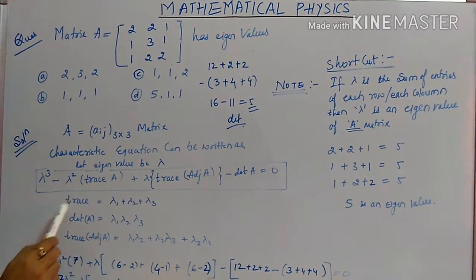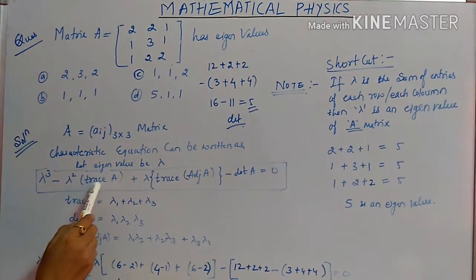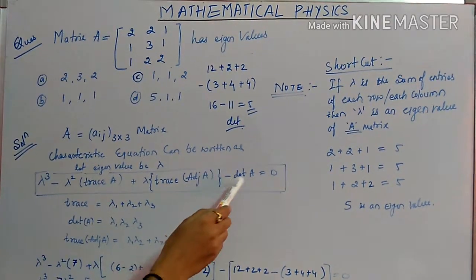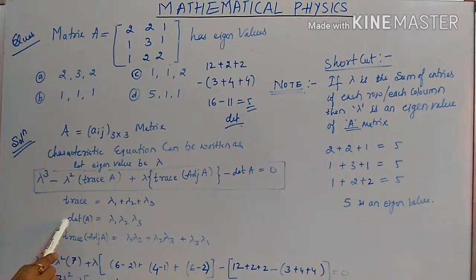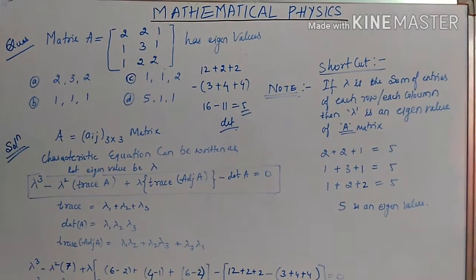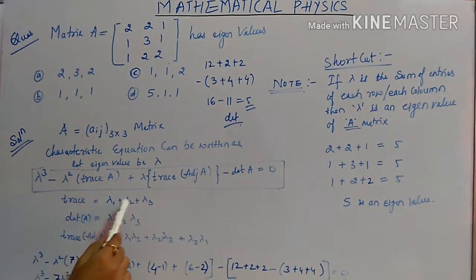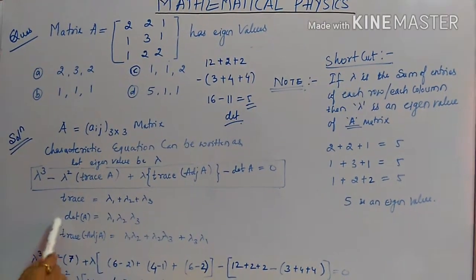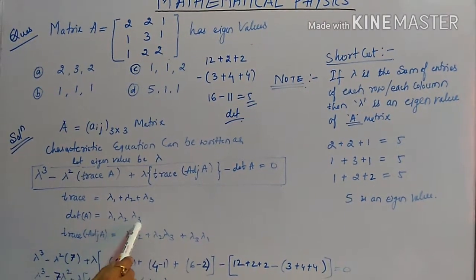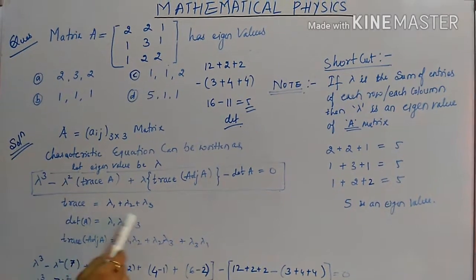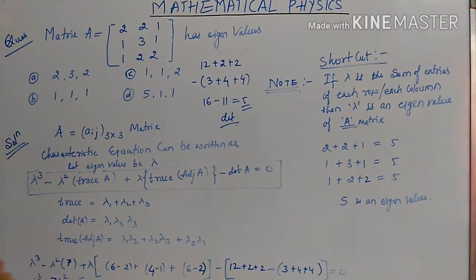So what are the different things here? That is trace of A, trace of adjoint of A and determinant of A. Trace and determinant I have told you in the previous lecture in the series 1. Trace is equal to the sum of eigenvalues, lambda 1 plus lambda 2 plus lambda 3, and determinant is equal to the product of eigenvalues. So from the eigenvalues you can find trace and determinant.